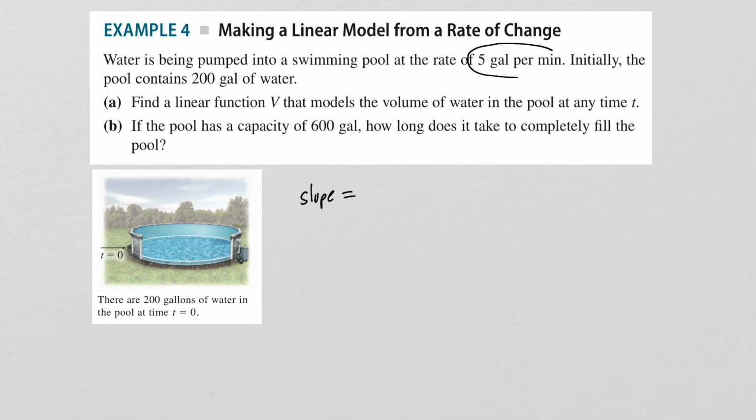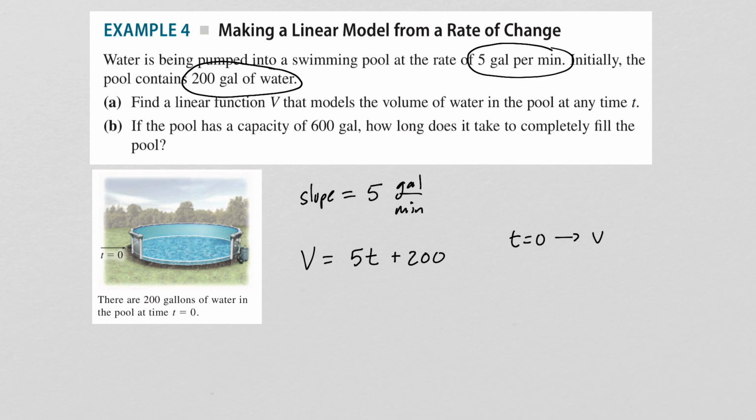Okay, so we know that the slope is going to be 5 gallons per minute, right? Because the slope represents the rate of change. And initially, the pool contains 200 gallons of water. So the volume is going to be 5 times t plus 200. So again, the slope is 5, and the initial quantity is simply the y-intercept, right? Because if t equals 0, which represents the beginning, we know the volume is supposed to be 200.